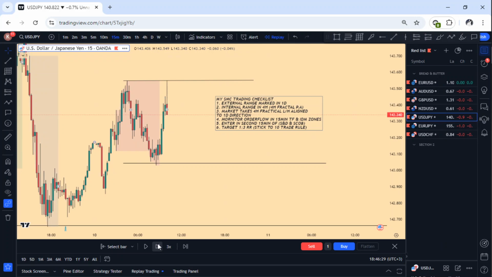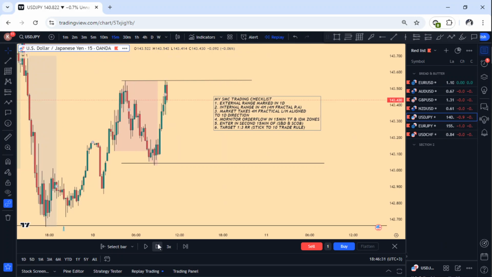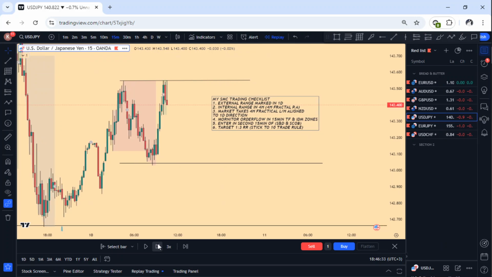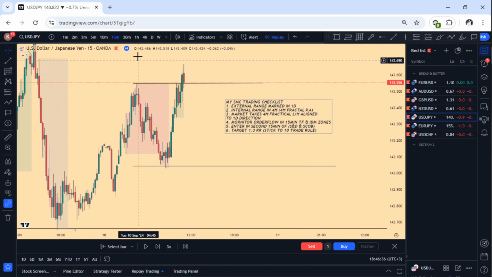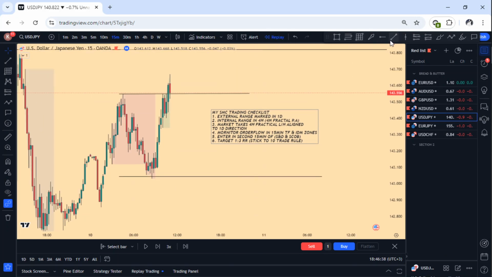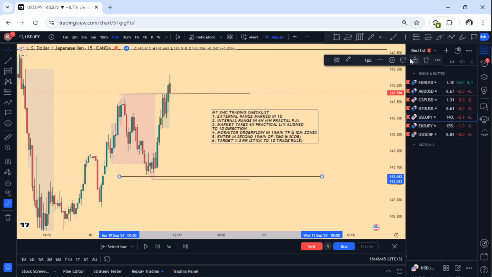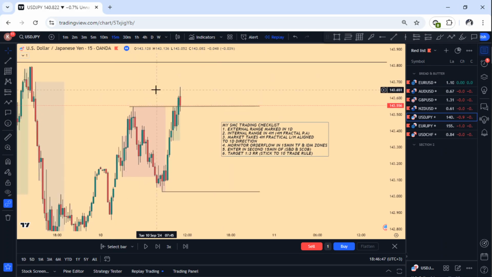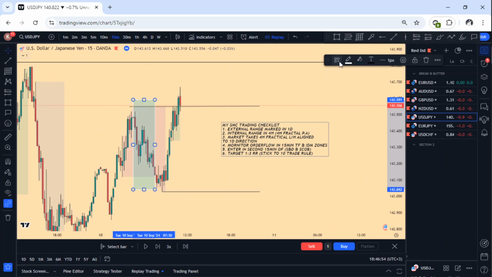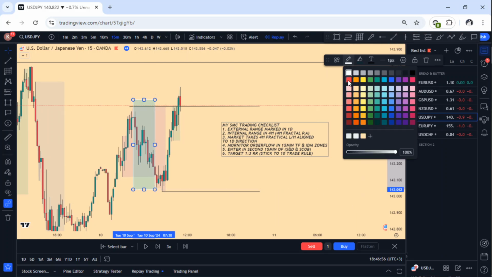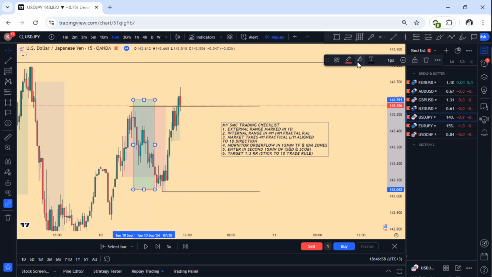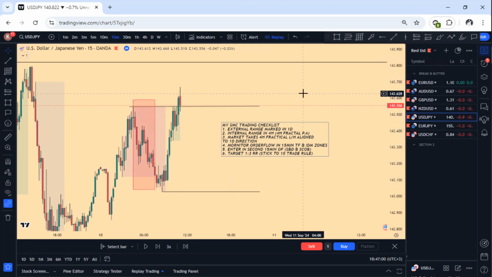Then what happens? Immediately my session opens and takes the high of that. That means now this is the high that I need to see being taken out. Alternatively, you can still be aggressive and get entries above here. Just note that this 4 hours candle here that sold, both highs and lows have been taken out.